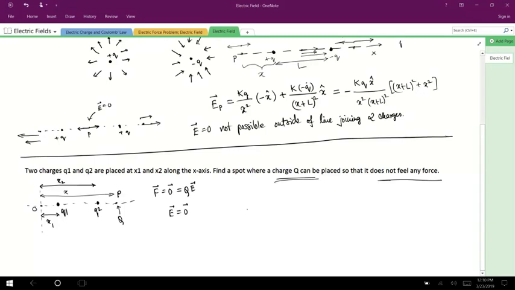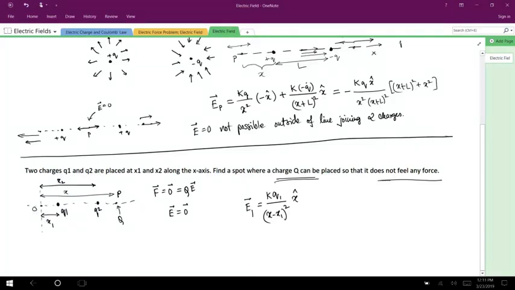So the electric field E1 due to the charge Q1 would look like KQ1 divided by the distance from Q1 to the point P. So that's going to be x minus x1, so x minus x1 squared. And then, because we don't know what Q1 is, we're going to assume that Q1 is positive. So this is going to be along the x-hat direction.